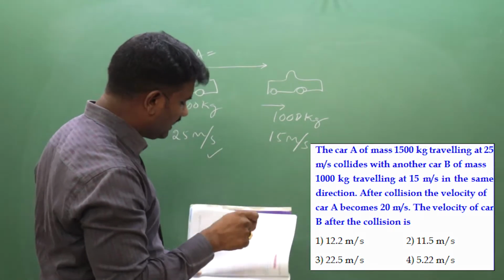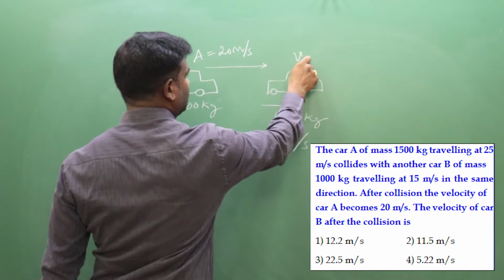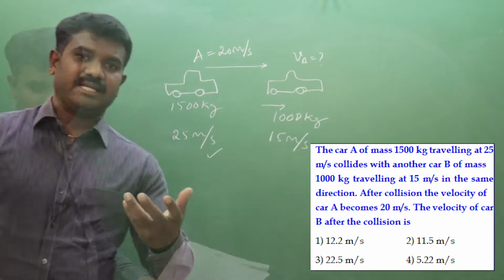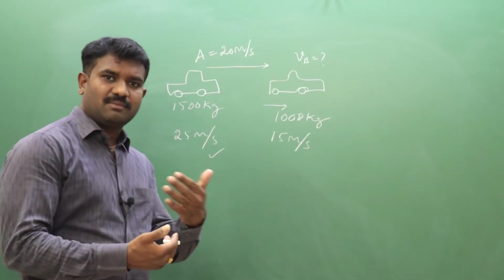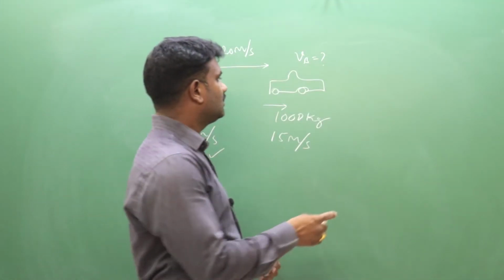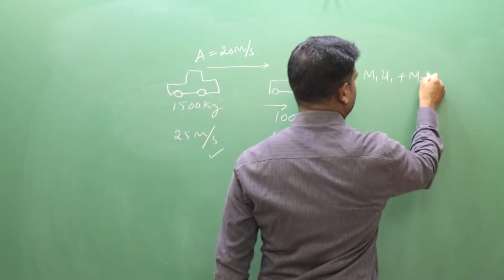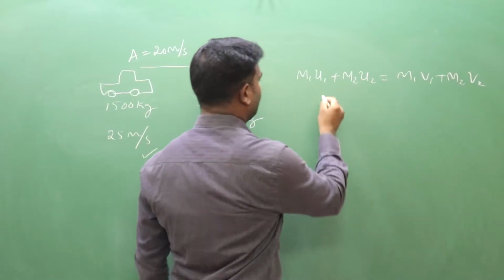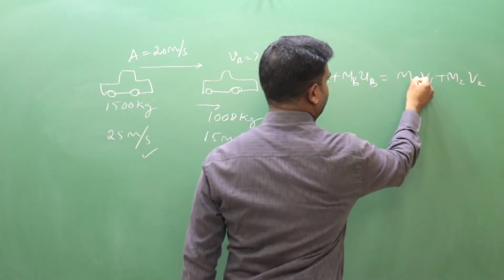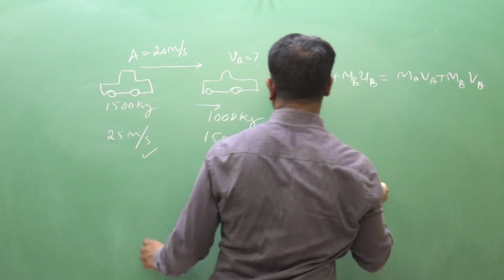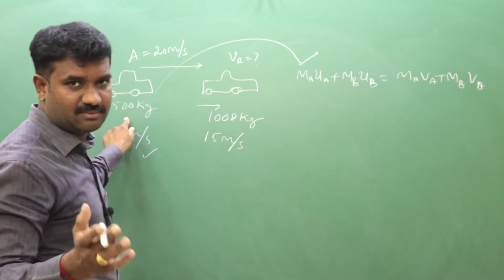The velocity of the car B after collision is, if its velocity is 20 meter per second, what is its velocity after collision? Again, same principle here. The momentum before collision is equal to momentum after collision. So that's why it is m1 u1 plus m2 u2, here 1 means A, 2 means car B. So here see, mass of A 1500 known. I am not going to solve this problem.